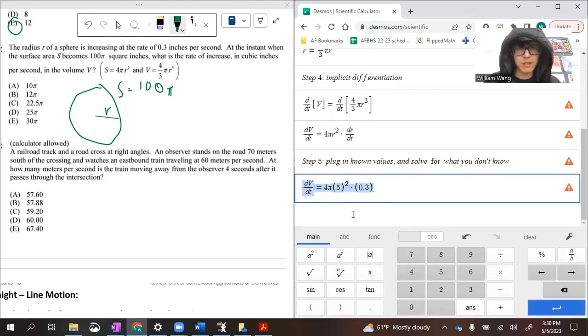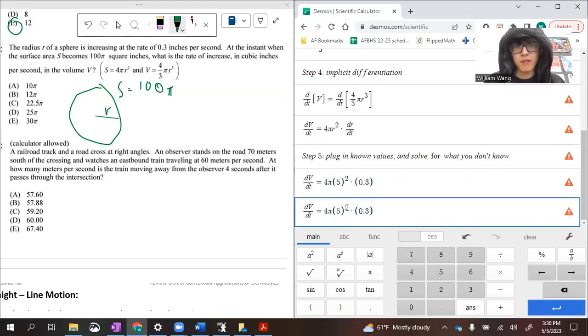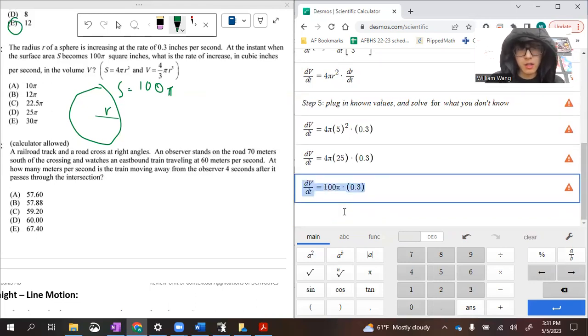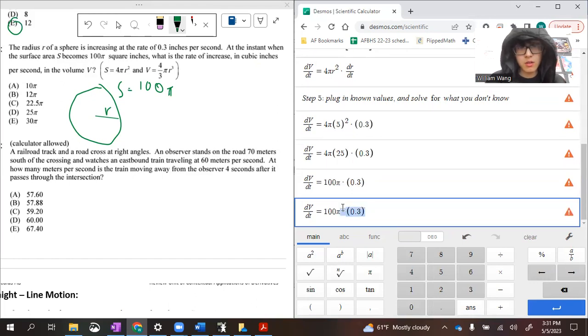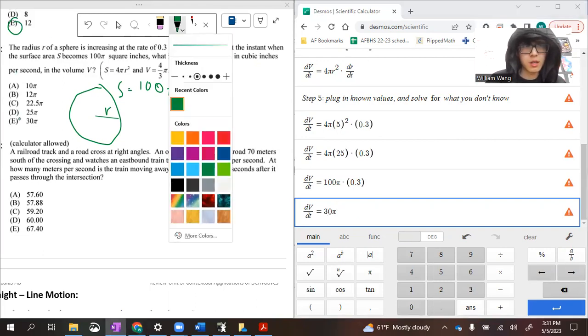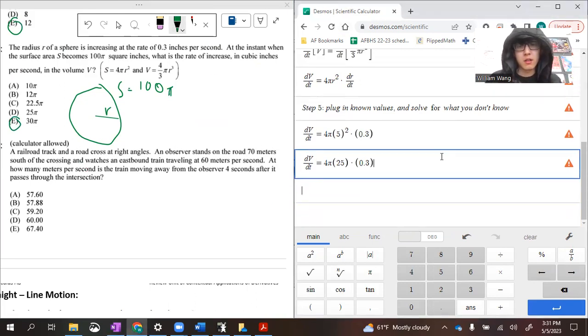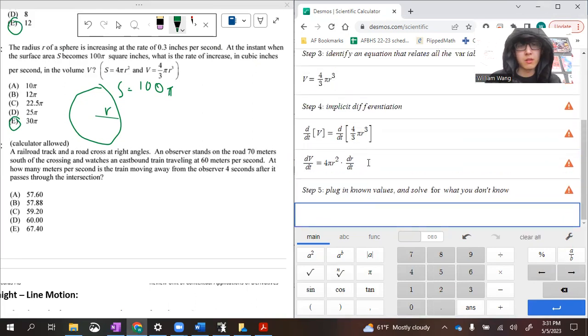Cool. Let's just simplify this. So 4 times 5 squared, so that's 4 times 25, times 0.3. So that is 100 pi times 0.3. So that means dV over dt is equal to 30 pi. All right, so my answer choice is going to be E. Okay, hopefully that makes sense. Let me erase this so I can reuse some of the steps.